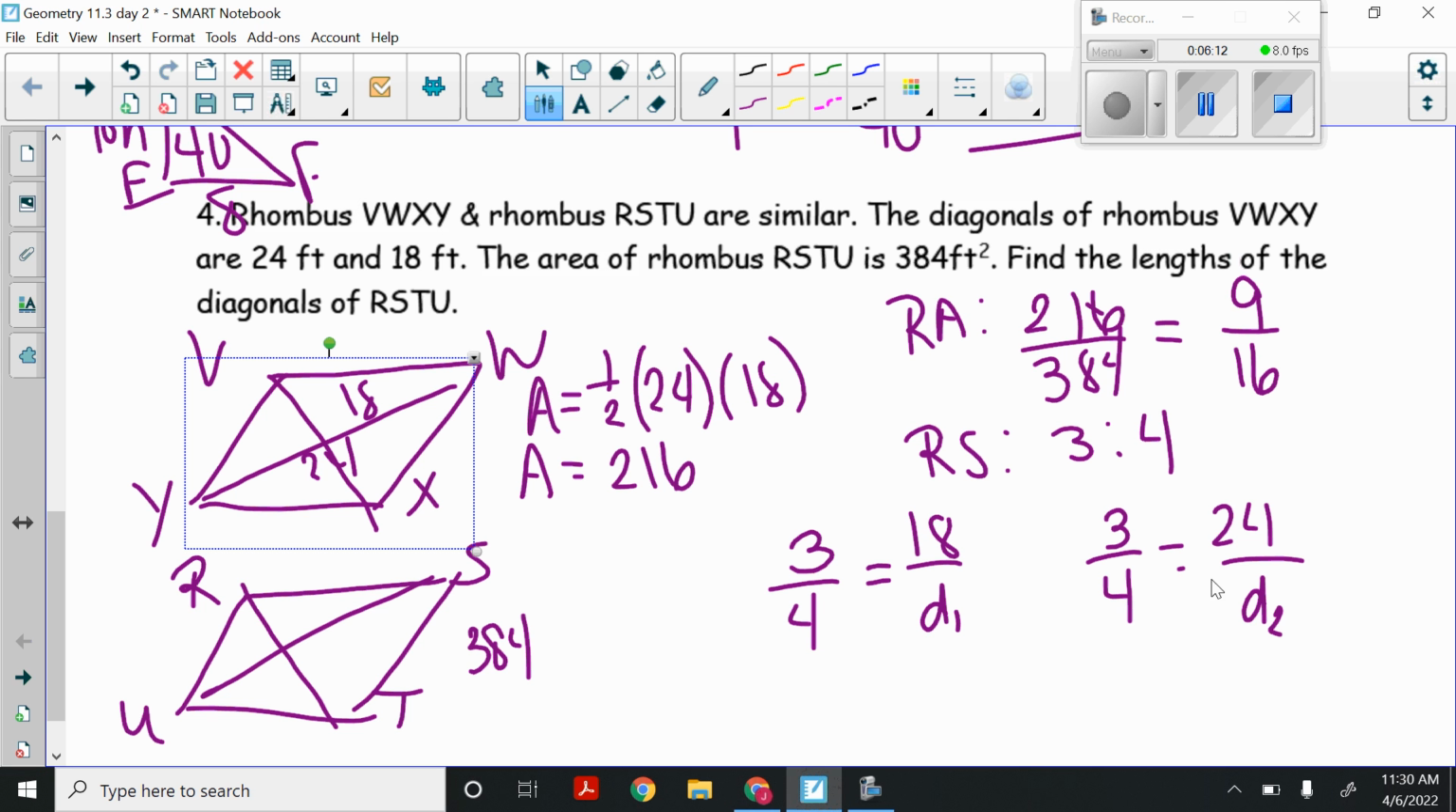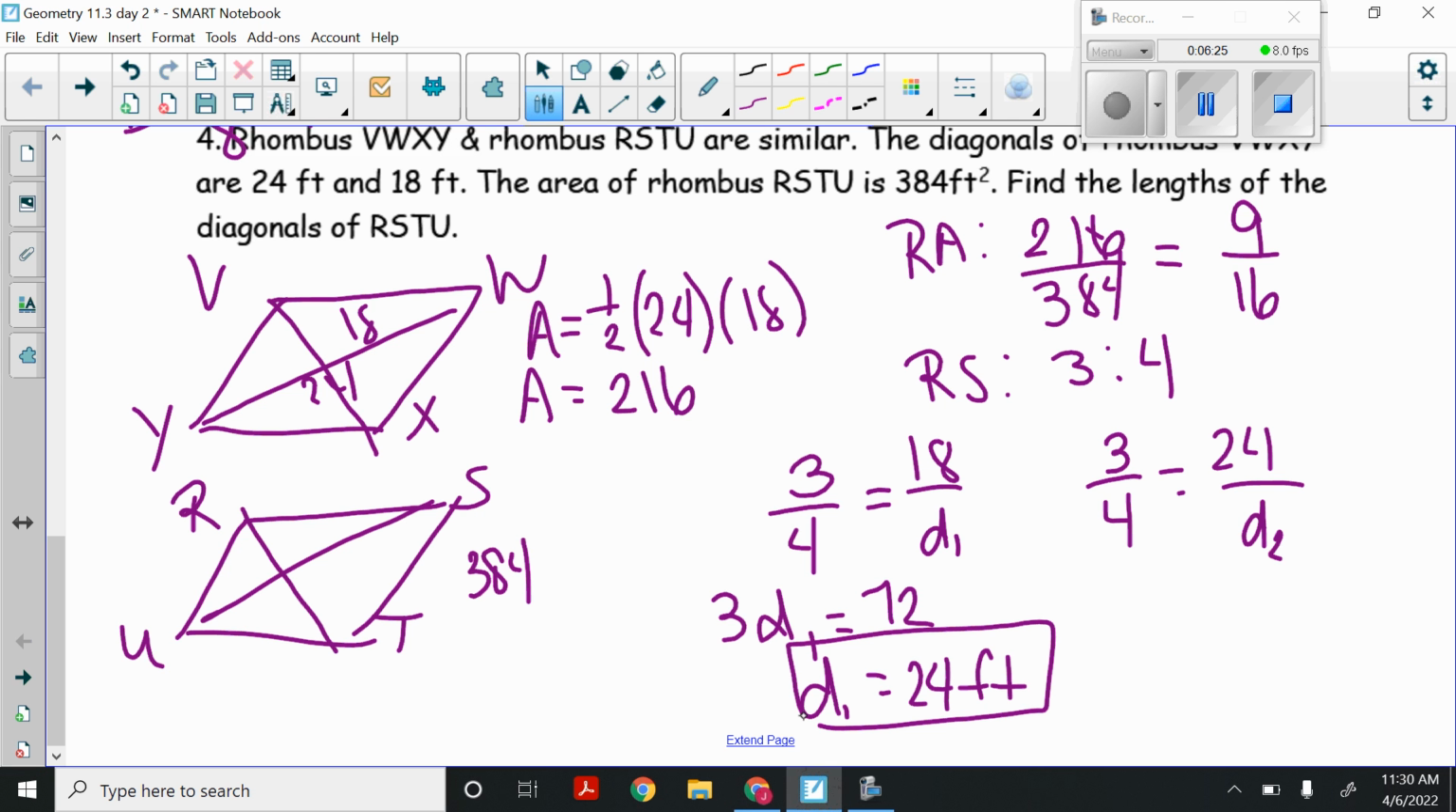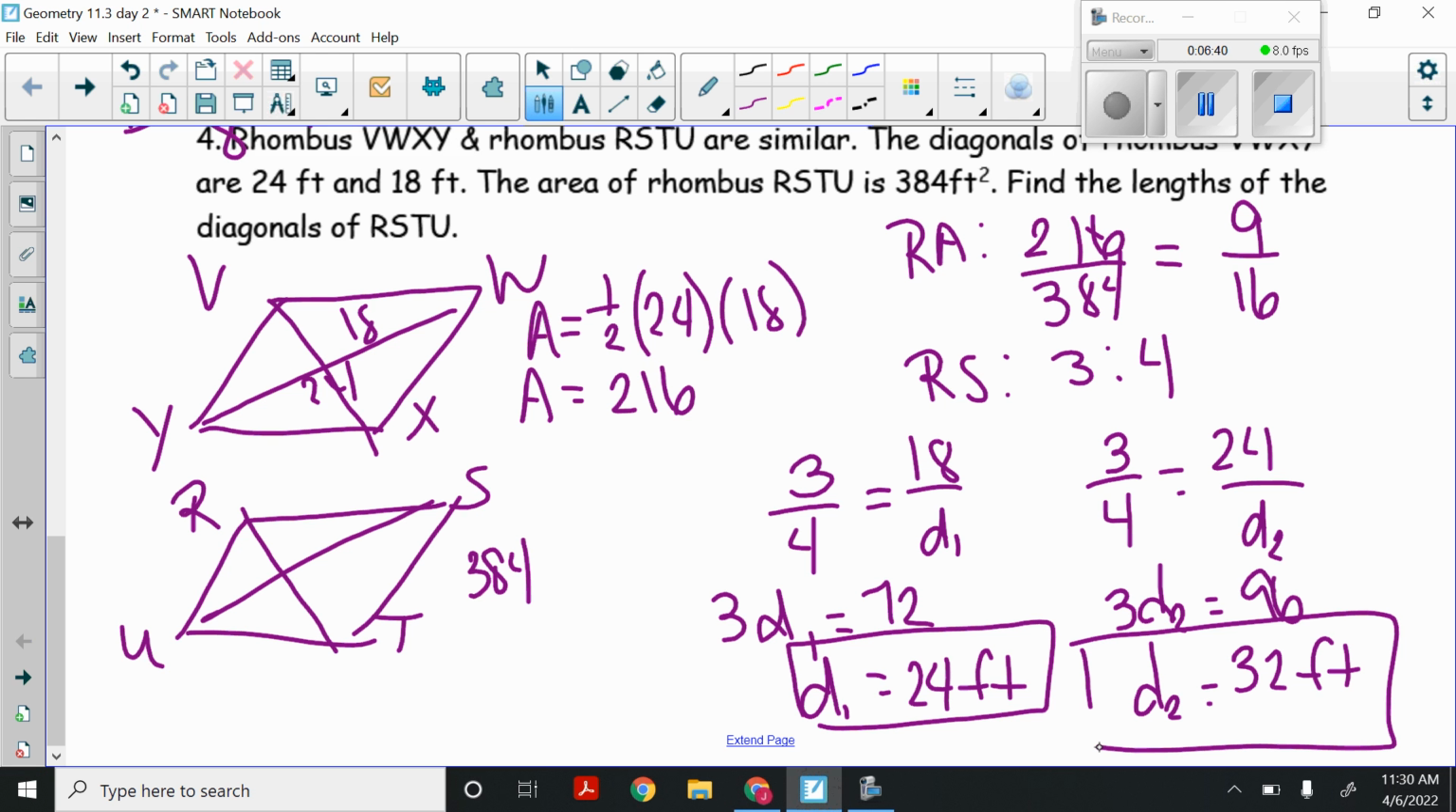So I'm going to cross multiply, so I get 3 times diagonal 1 equals 4 times 18, which is 72. 72 divided by 3, I get diagonal 1 is 24 feet. Cross multiply over here, 3 times diagonal 2 equals 4 times 24, which is 96. Divide by 3, and I get that diagonal 2 is 32 feet. And again, it doesn't matter which one I call diagonal 1 or which one I call diagonal 2.